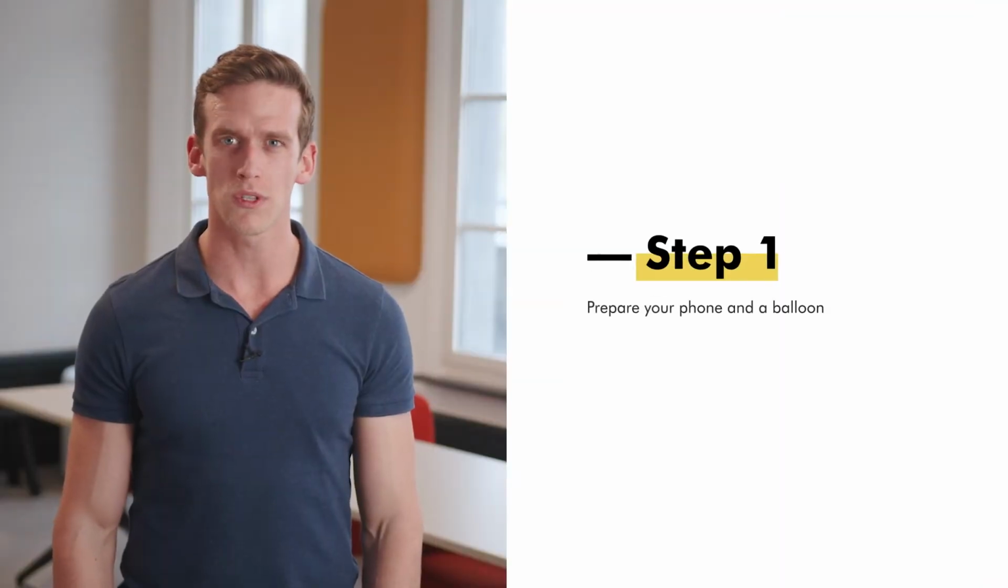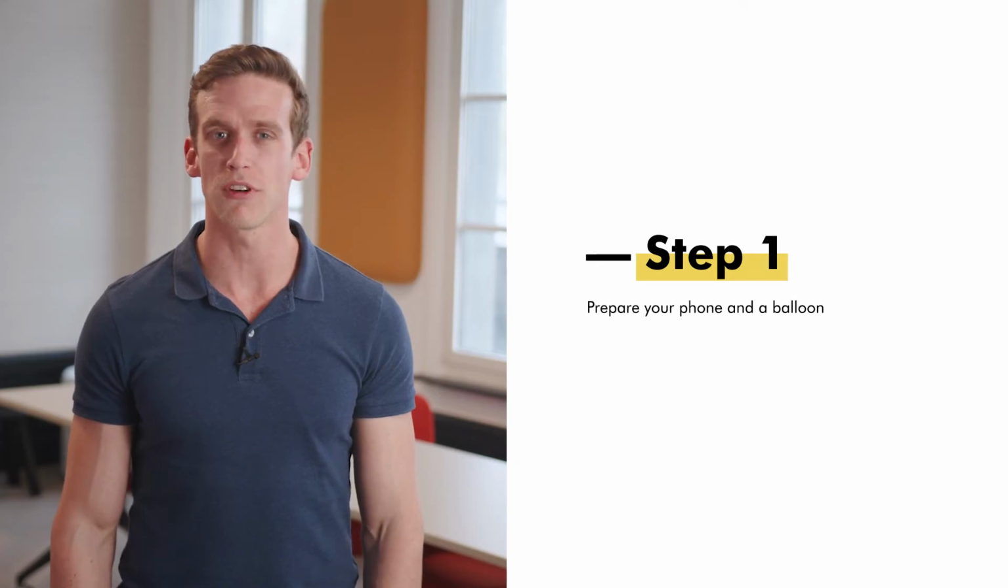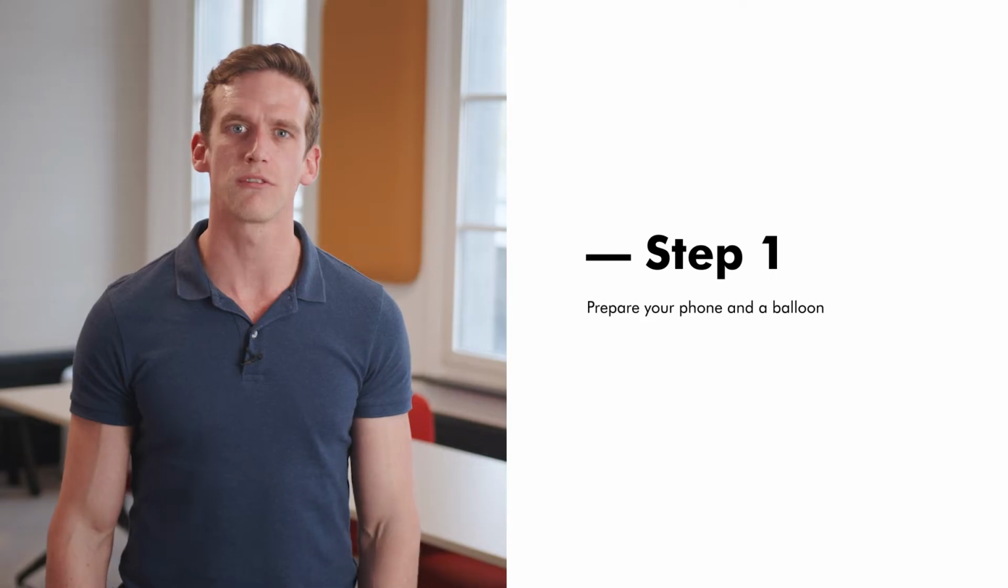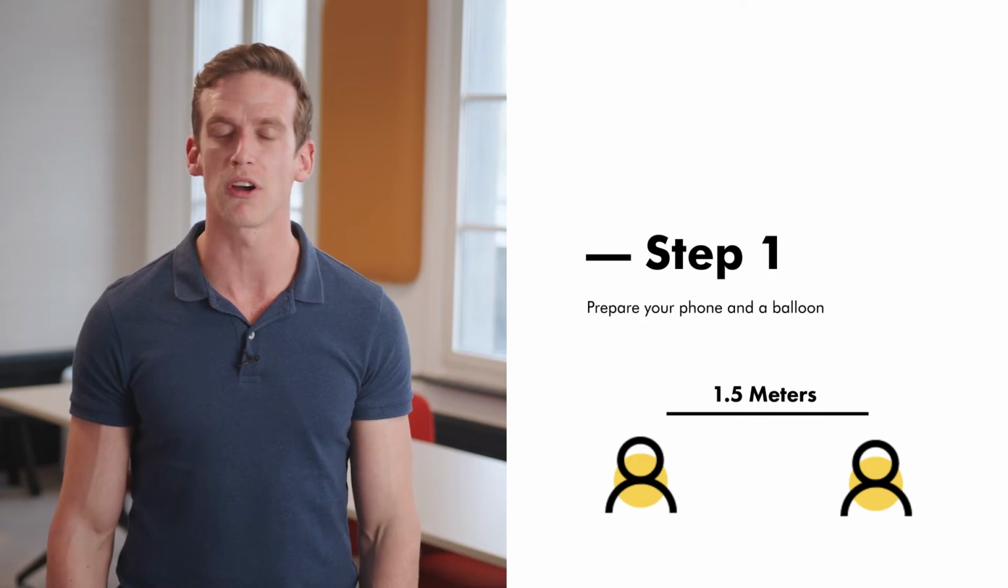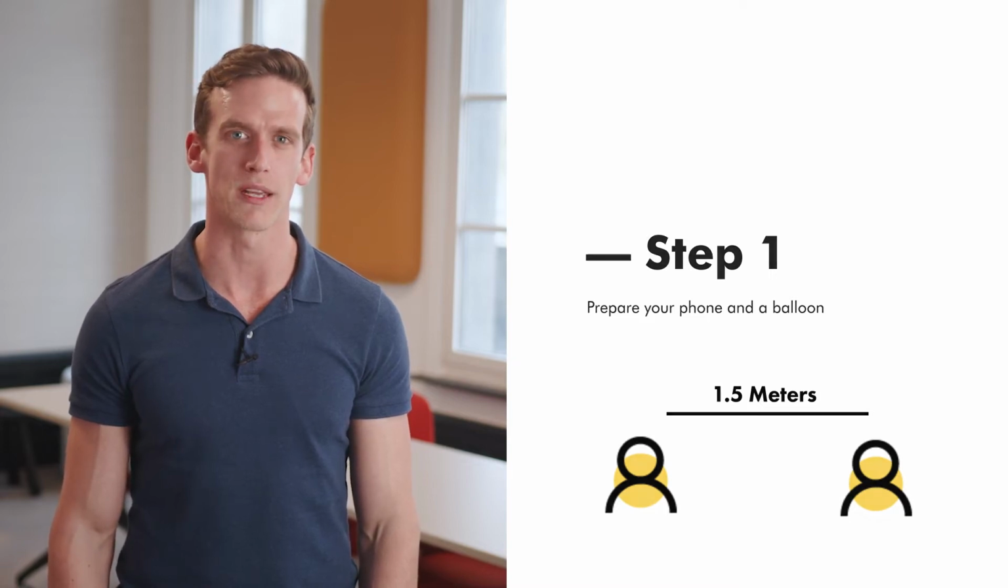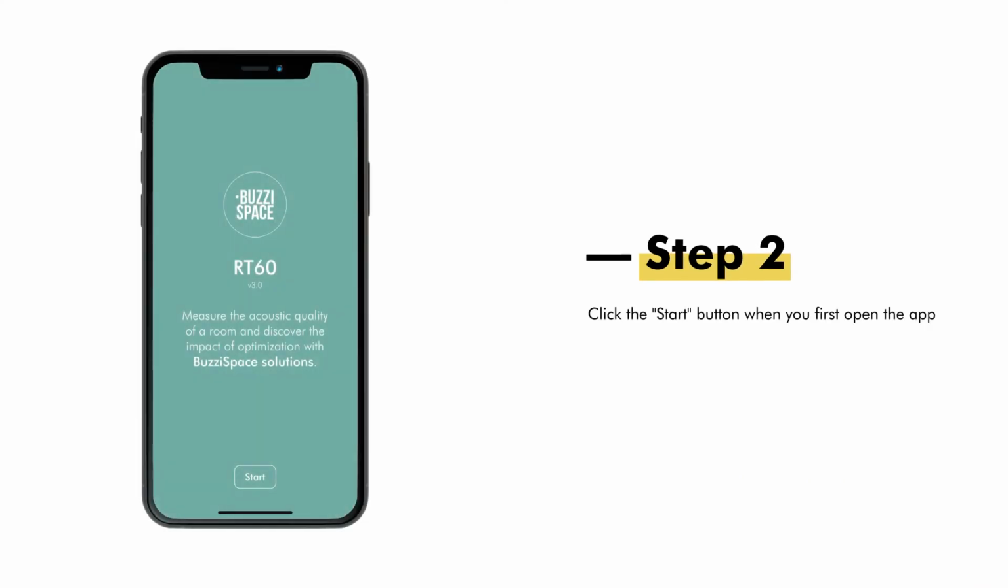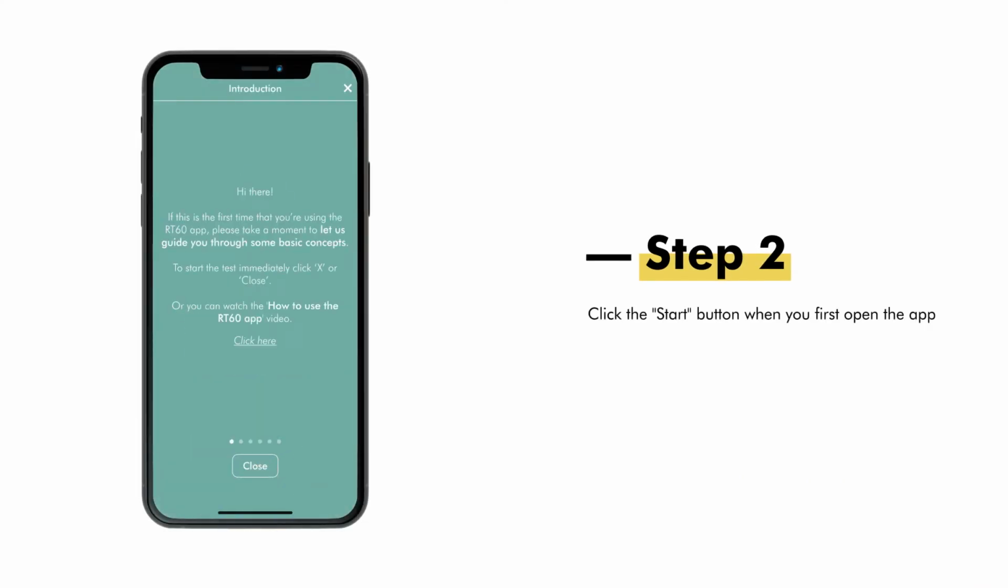Let's get started. Make sure all doors and windows are closed and your balloon and phone are ready. If you don't have a phone stand, ask for someone else to hold the phone while you pop the balloon. Make sure that you're both standing at least 1.5 meters apart with the microphone on the phone facing away from your body. Click the Start button when you open the app for the first time.